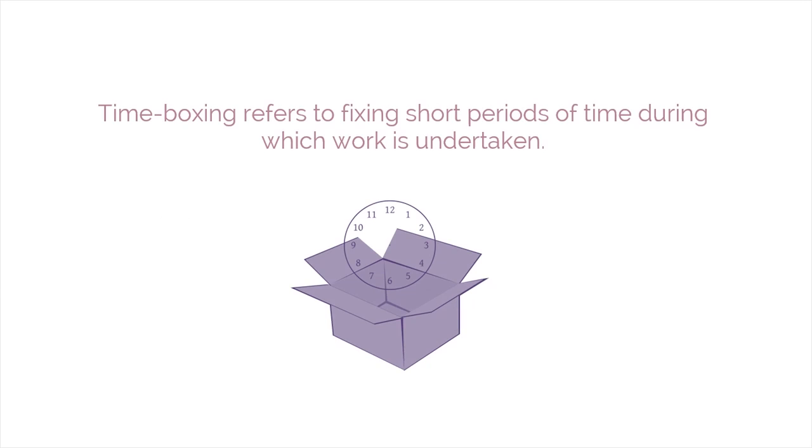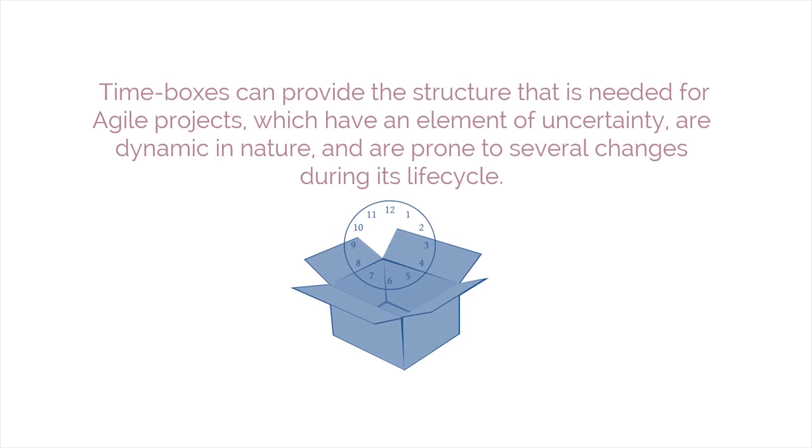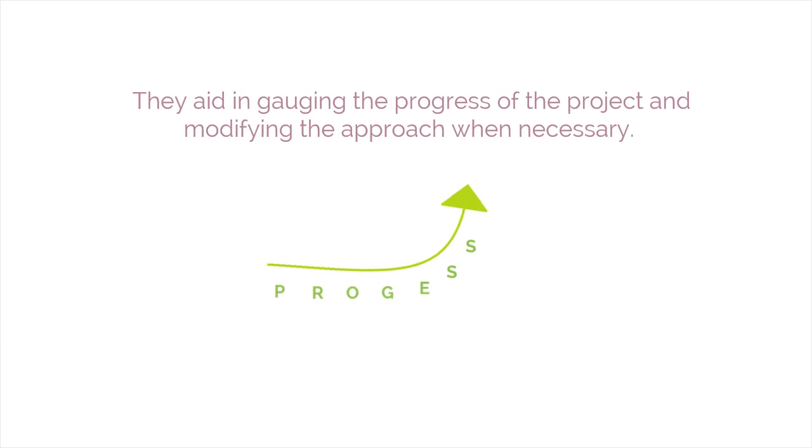Time boxing refers to fixing short periods of time during which work is undertaken. When the work undertaken remains incomplete at the end of the time box, it is moved to another time box. Time boxes can provide the structure that is needed for Agile projects, which have an element of uncertainty, are dynamic in nature, and are prone to several changes during its life cycle. They aid in gauging the progress of the project and modifying the approach when necessary.